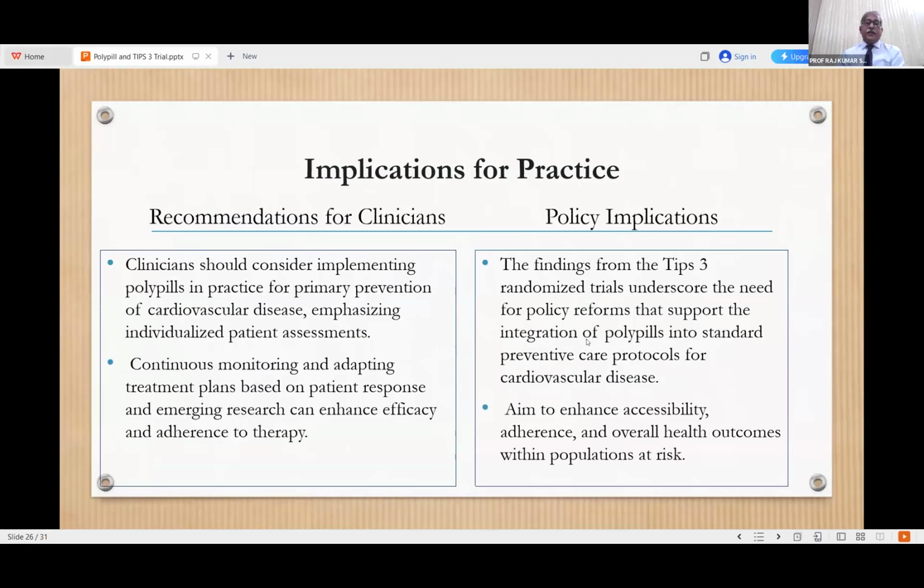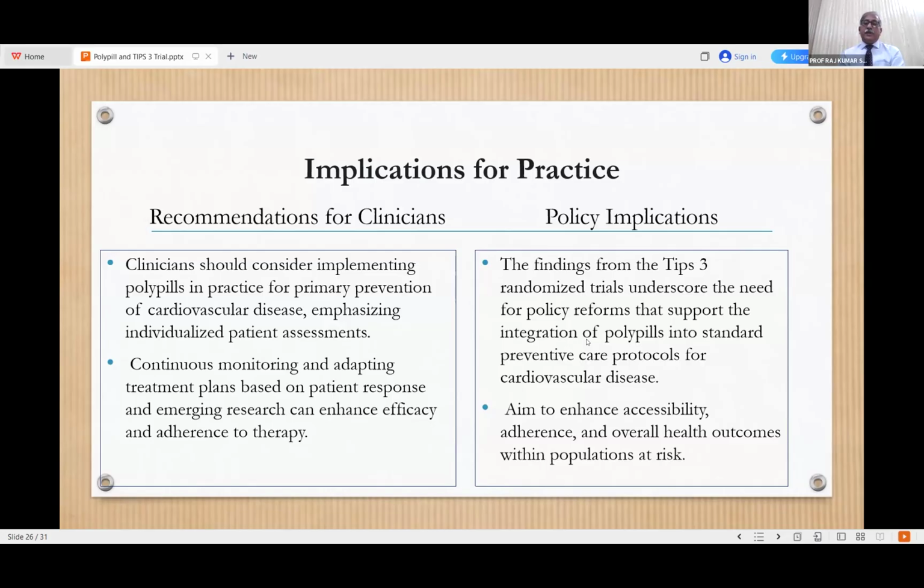So, implications for practice, that is important. Apply all those things which we say: clinicians should consider implementing polypills in practice for primary prevention of cardiovascular disease, emphasizing individualized patient assessments, continuous monitoring and adapting treatment plans based on patient response, and emerging research can enhance efficacy and adherence to therapy.